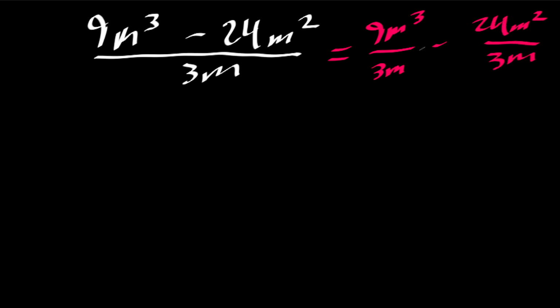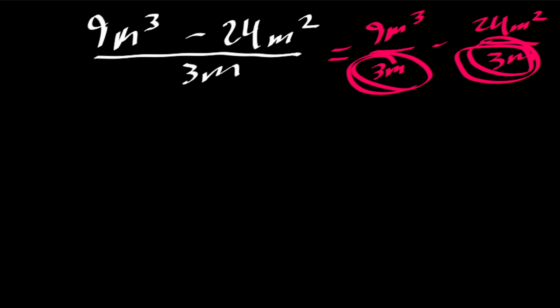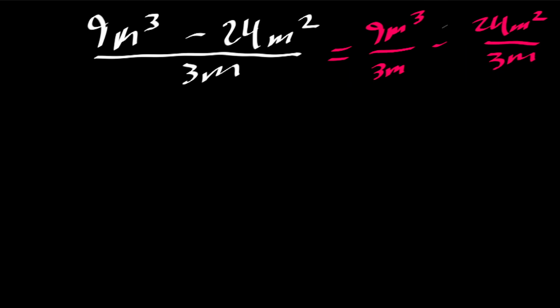Essentially, this was how the problem was written, but since these two fractions had common denominators, you can shove the top together and just write it over a single denominator. But this is actually what's happening. So what you actually do is you divide each individual term by your denominator.